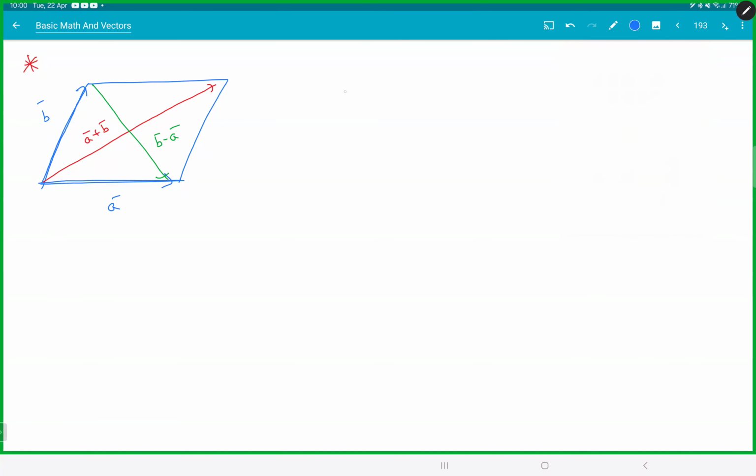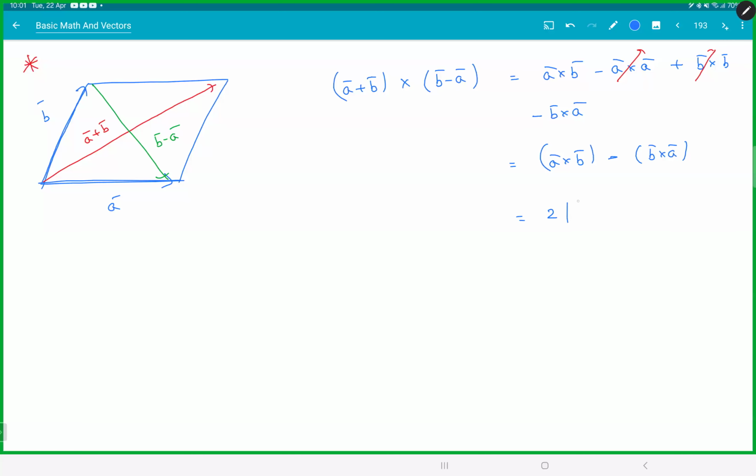So if you do A bar plus B bar cross B bar minus A bar, they'll ask you a question like this: if C bar and D bar are diagonals of a parallelogram, then what is the cross product of them? So if you do this, you will get A cross B minus A cross A plus B cross B minus B cross A. A cross A will be 0, B cross B will be 0. So this is A cross B minus B cross A, and B cross A is nothing but minus A cross B. So this is 2 times A cross B.